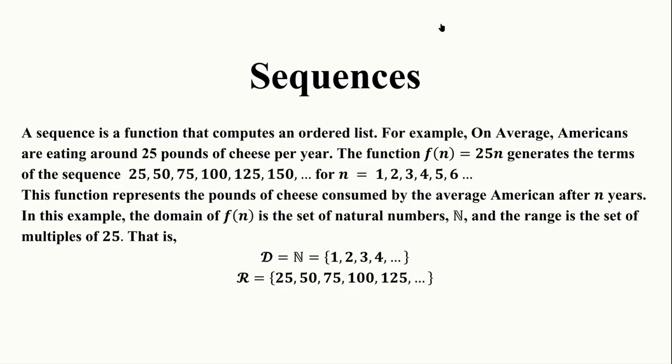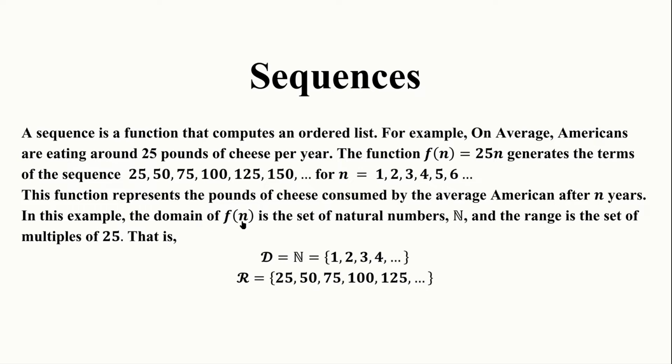We'll start by understanding sequences. A sequence is a function that computes an ordered list. For example, on average, Americans are eating around 25 pounds of cheese per year. The function f of n equals 25n generates the terms of the sequence 25, 50, 75, 100, etc., for n equals 1, 2, 3, 4, 5, 6. So by replacing n with these values, we end up with the terms of this sequence. This function represents the pounds of cheese consumed by the average American after n years.